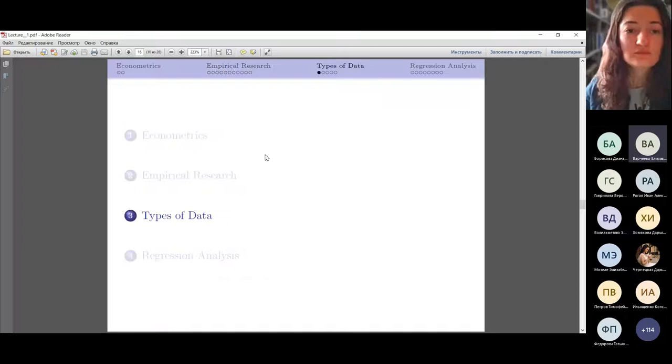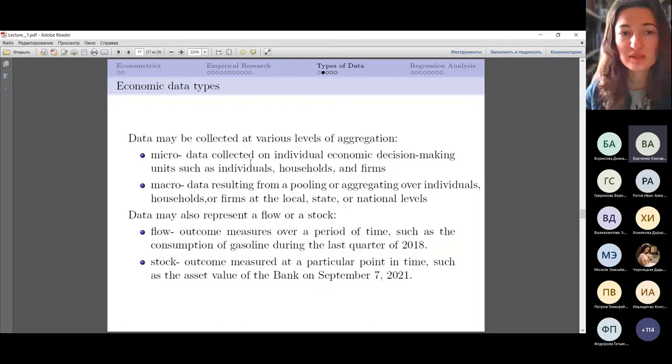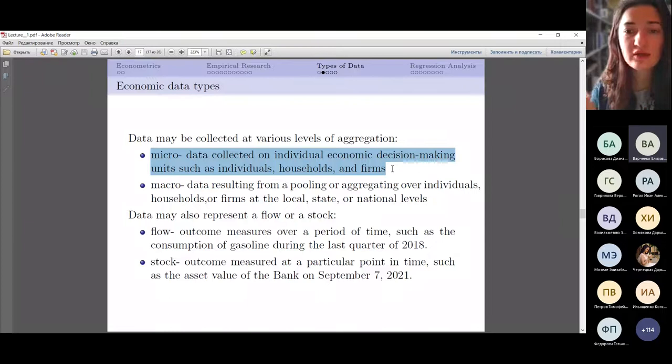Next, types of data. What types of data do you know? Of course, I think that you understand the difference between micro data and macro data. In our course, we will work with micro data. So microdata are collected on individual economic decision-making units such as individuals, households, firms, and so on.